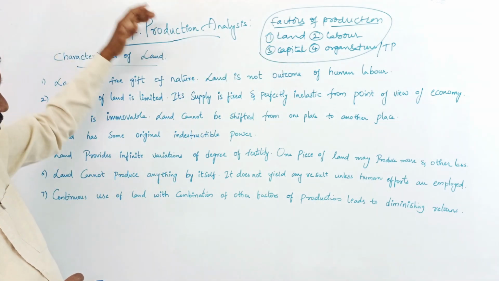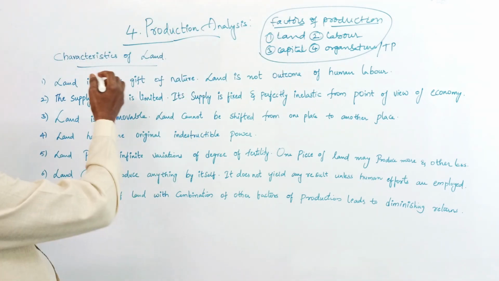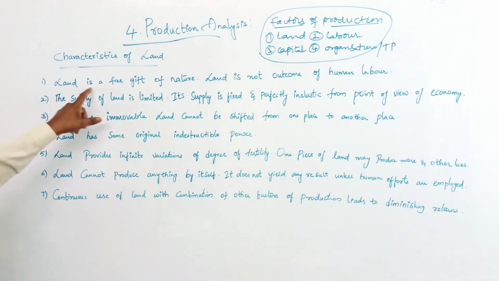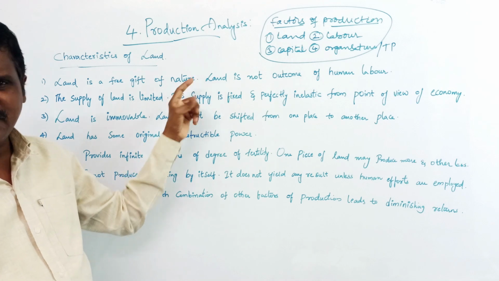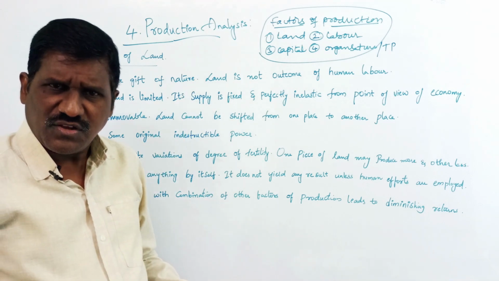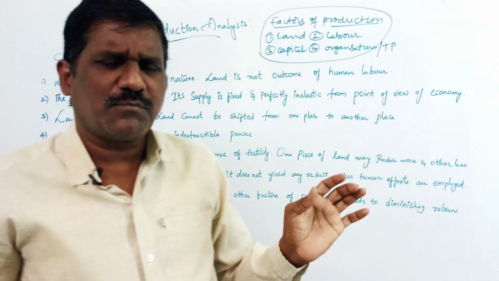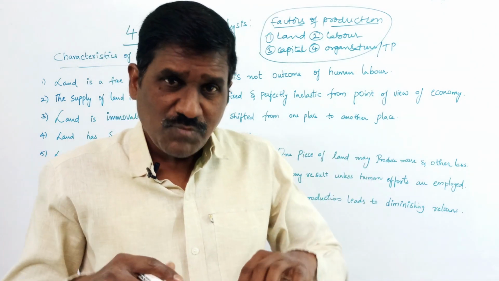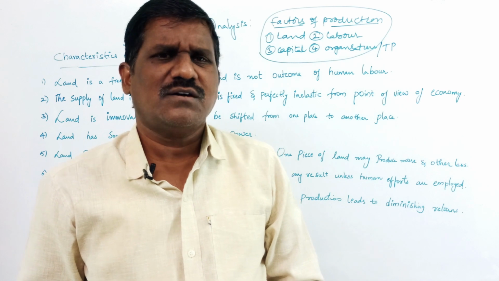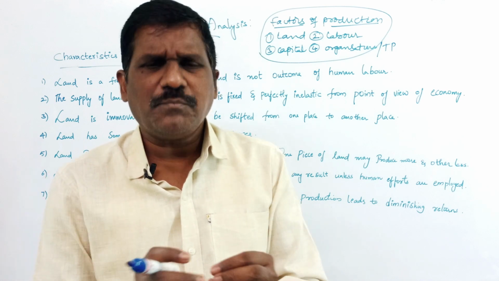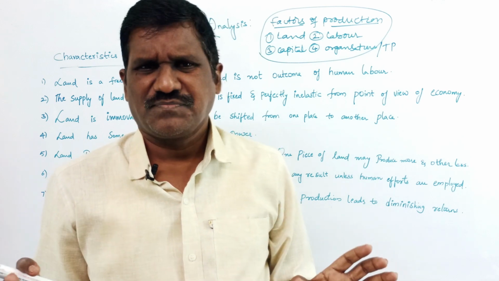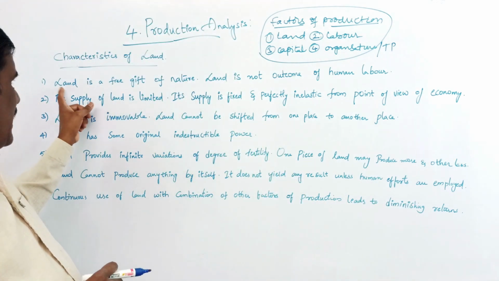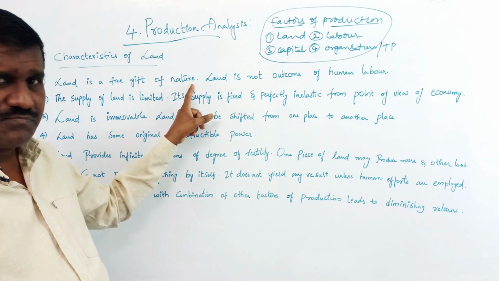So this is the 4th unit, production analysis. In the characteristics of land, let me analyze it. One is, land is a free gift of nature. Yes, it is a gift of nature. No one can produce it. It is available in nature. It is impossible for anyone to produce. So land is a free gift of nature.